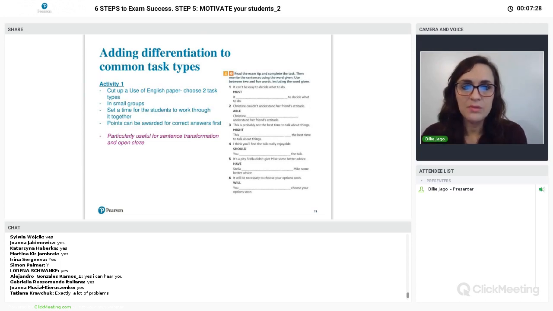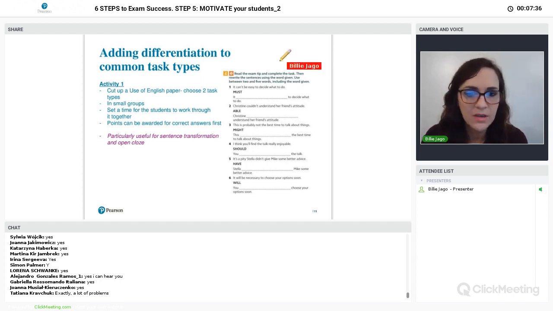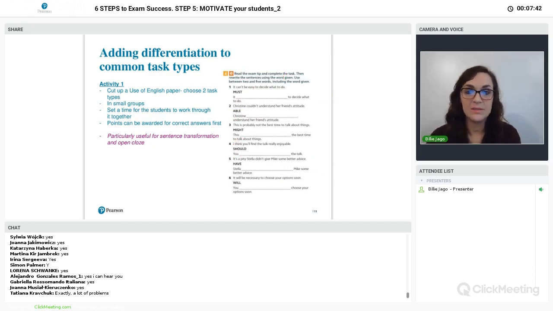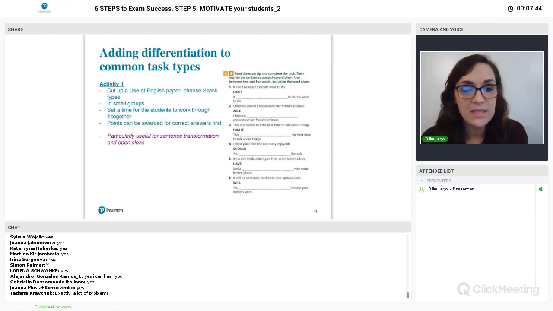So here's an example. One thing I've previously done while preparing students for both the First and the Advanced exams is to cut up a Use of English paper. Here I've used Part 4, the sentence transformations. This is in both the First and the Advanced. I often choose this because it's one that students struggle with, and also the open cloze, so Part 2 of the Use of English paper as well.